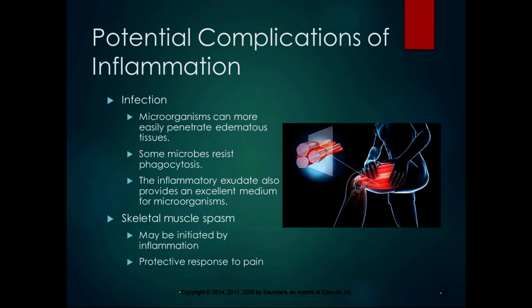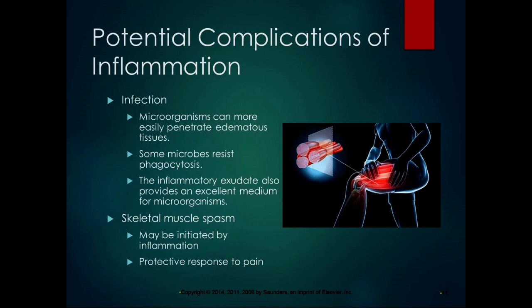So even though infection can cause inflammation, it can also result from inflammation. So microorganisms can more easily penetrate those edematous or swollen tissues because the capillary beds are open. We have vasodilation. So microorganisms have a little easier time getting in. And some microbes resist phagocytosis. So the macrophages and neutrophils come along and they go, nah, I don't think so, guys. You're not going to eat me. So the inflammatory exudate also provides an excellent medium for microorganisms. So that's why we want to keep an eye on it if there's any exudate.